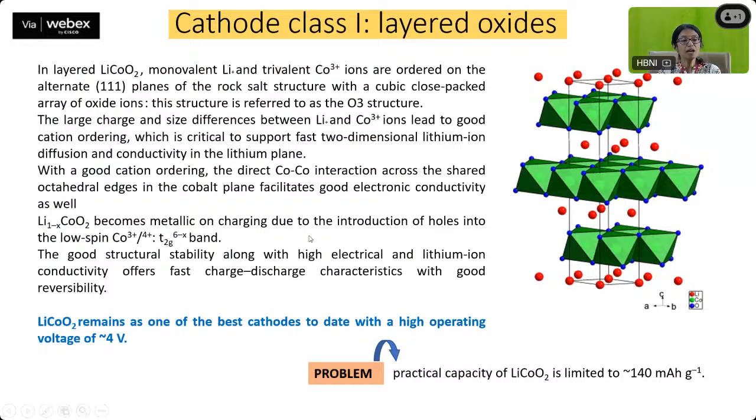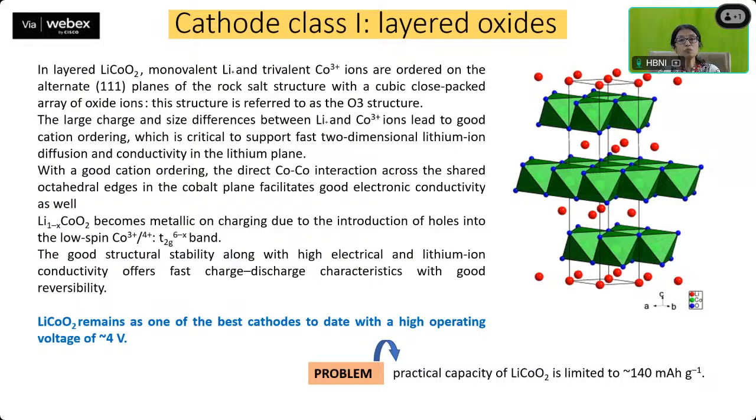Now this Li1-xCoO2 becomes metallic on charging due to the introduction of holes into the low spin Co3+/4+ t2g^(6-x) band. And the good structural stability along with high electrical and lithium ion conductivity offers fast charge discharge characteristics with very good reversibility. So that is the reason why lithium cobalt oxide remains one of the best cathodes to date, with a high operating voltage of around 4 volts.